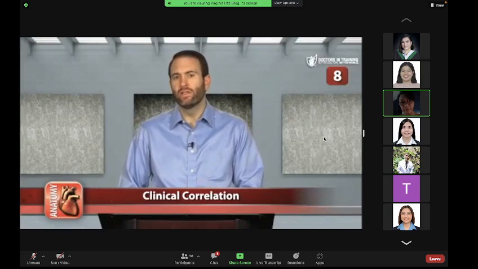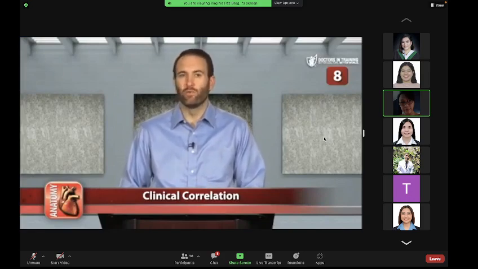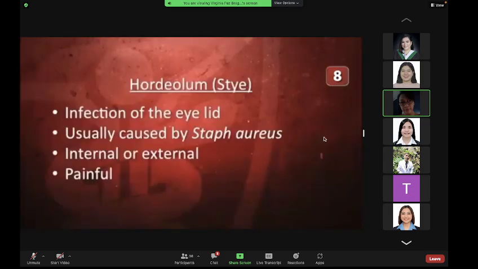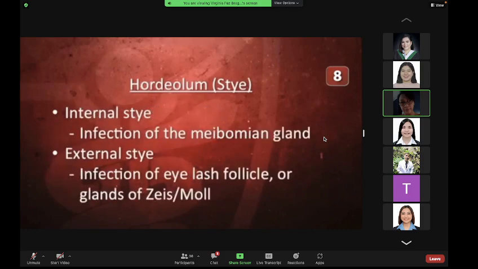A hordeolum is also the other way of saying stye, and we probably say stye because hordeolum is kind of a weird word. This is an infection of the eyelid, and this is usually caused by Staph aureus. This can be from either an internal stye or an external stye. And unlike the chalazion that we just talked about, these are painful. Now, an internal stye occurs because of the infection that's occurring in that meibomian gland.